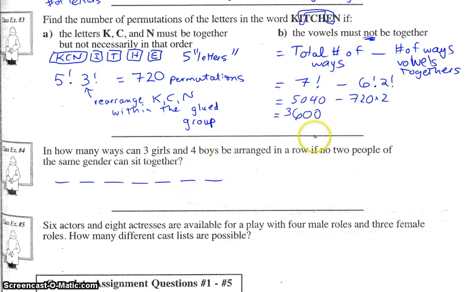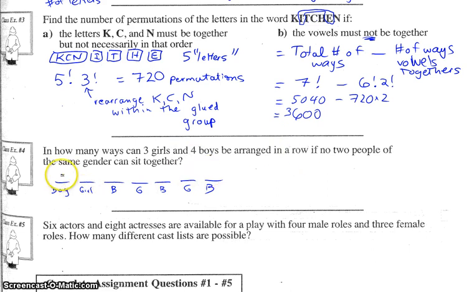Okay, if we're going to have no 2 people of the same gender sit together and there's more boys than girls, we should actually start with a boy in the first position, then a girl, then a boy, then a girl, then a boy, then a girl, then a boy. Okay, so we've used up 1, 2, 3, 4 boys. Good. So let's figure out now how many choices we have to do that.